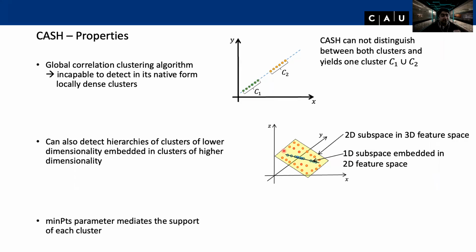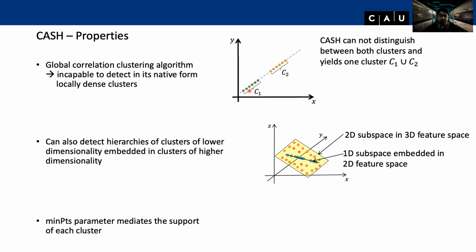Welcome back, everyone. And now we get into the details of the fine nuances of the CASH algorithm, or also of the Hough transform, Hough space properties. So one of the properties is that CASH is a global correlation clustering algorithm, meaning that if you have two of these clusters that have the same orientation or rotation and translation, they are considered as one cluster, which may also be a disadvantage because it is incapable of detecting, in its native form at least, these two locally dense clusters. So it cannot distinguish and yields one cluster unifying C1 and C2 as one big one.